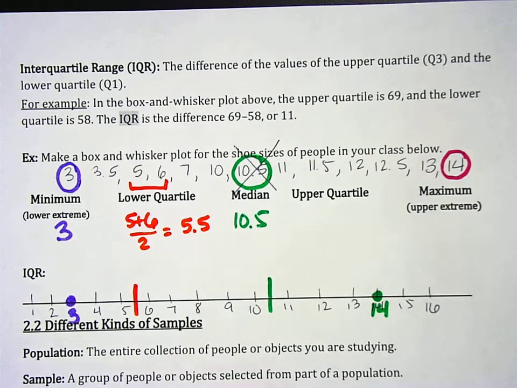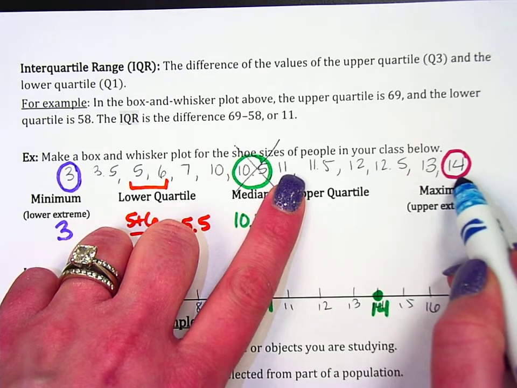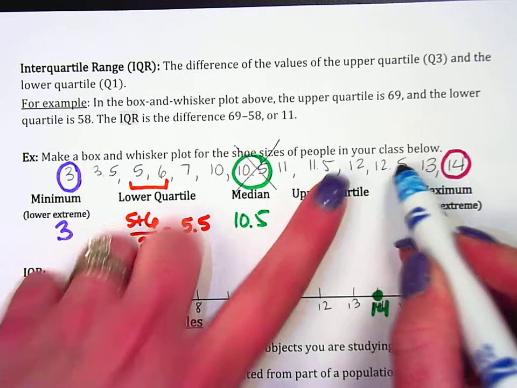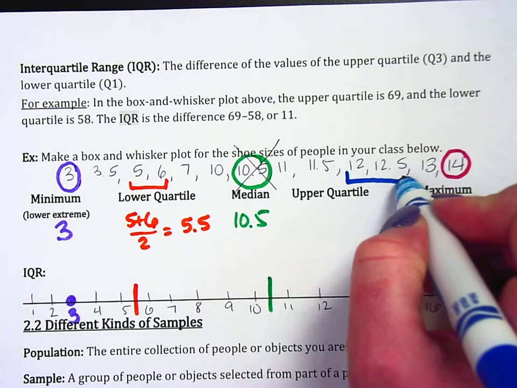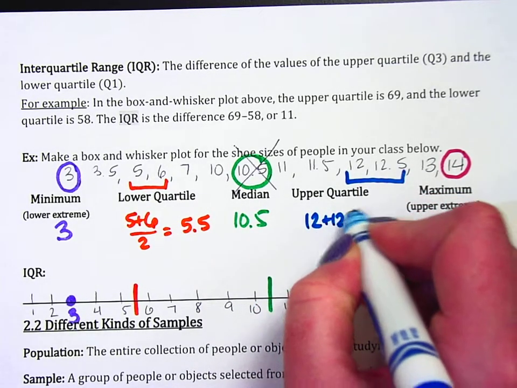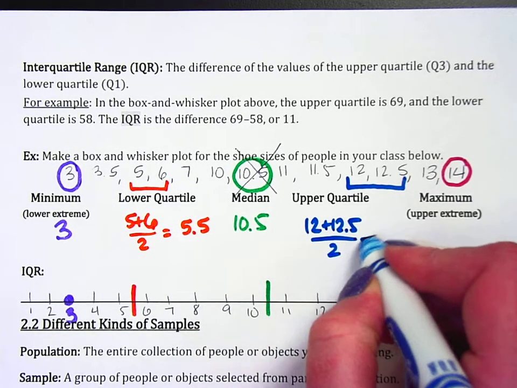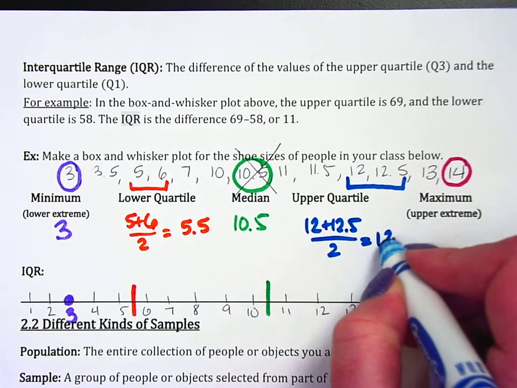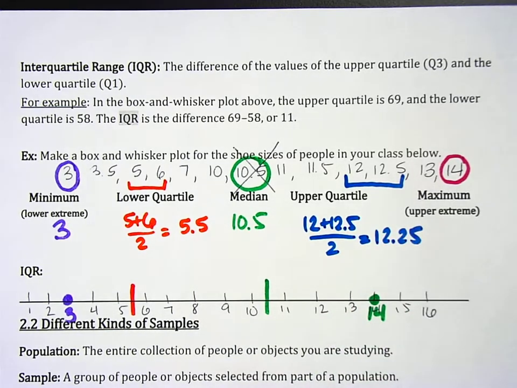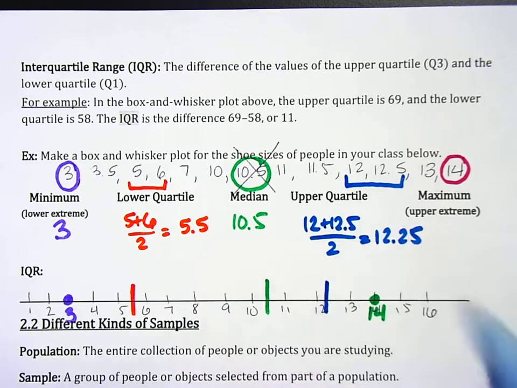And then my upper quartile, the upper part of my data, is the median again. We're leaving out 10.5, and we're going 14, 11 cancel, 13, 11.5. So we're trying to find between these two numbers. So with our calculators, 12 plus 12.5, hit enter, and then divide by 2. Between 12 and 12.5 should be 12.25. So on my number line, just do your best guess. I would approximate mine to be about there.